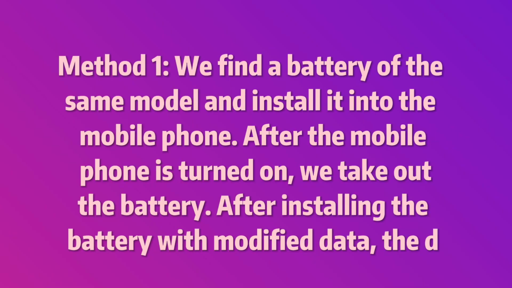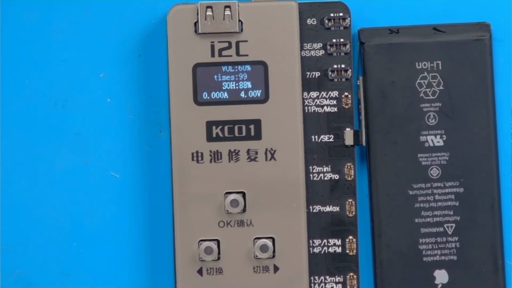Method 1. We find a battery of the same model and install it into the mobile phone. After the mobile phone is turned on, we take out the battery. After installing the battery with modified data, the data will be updated.